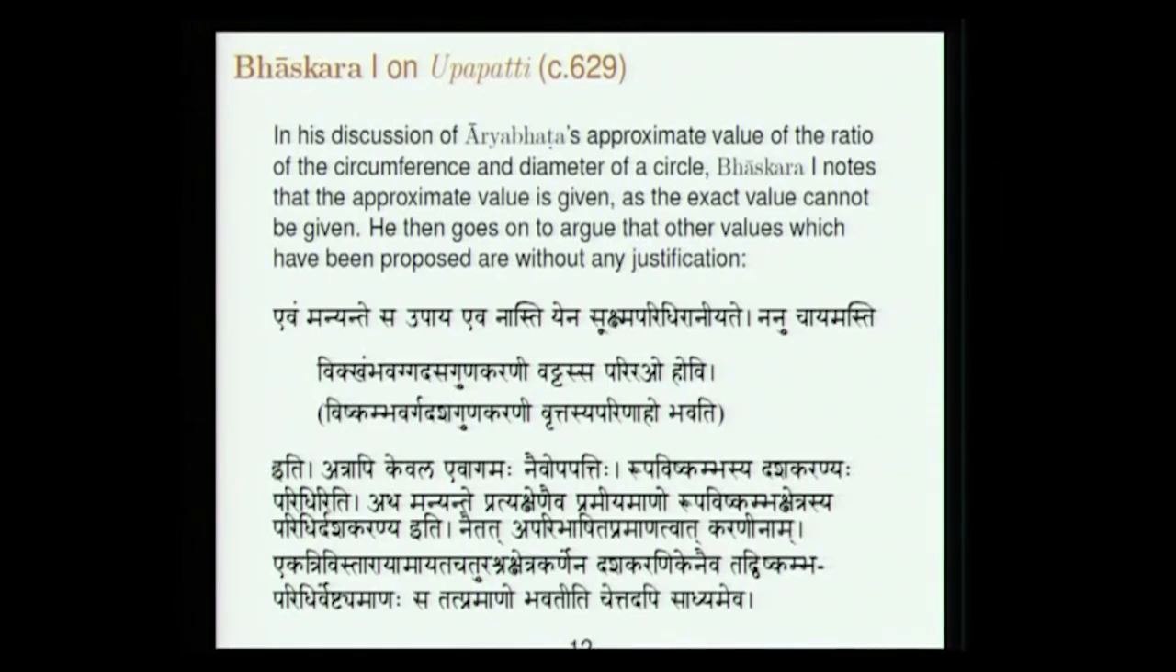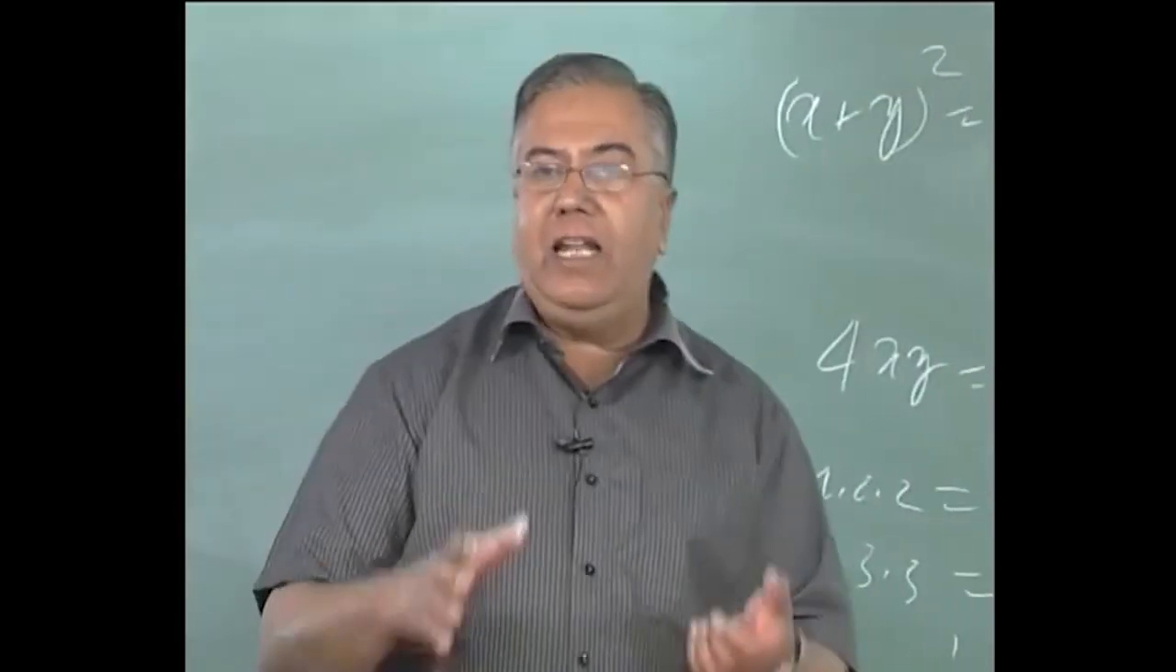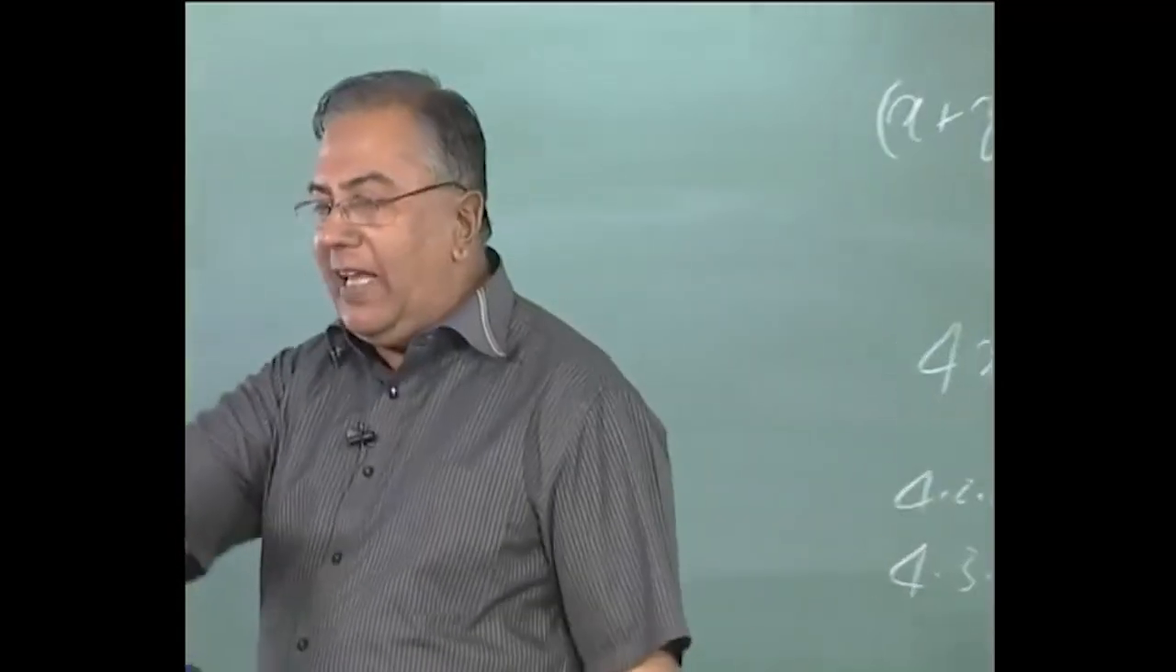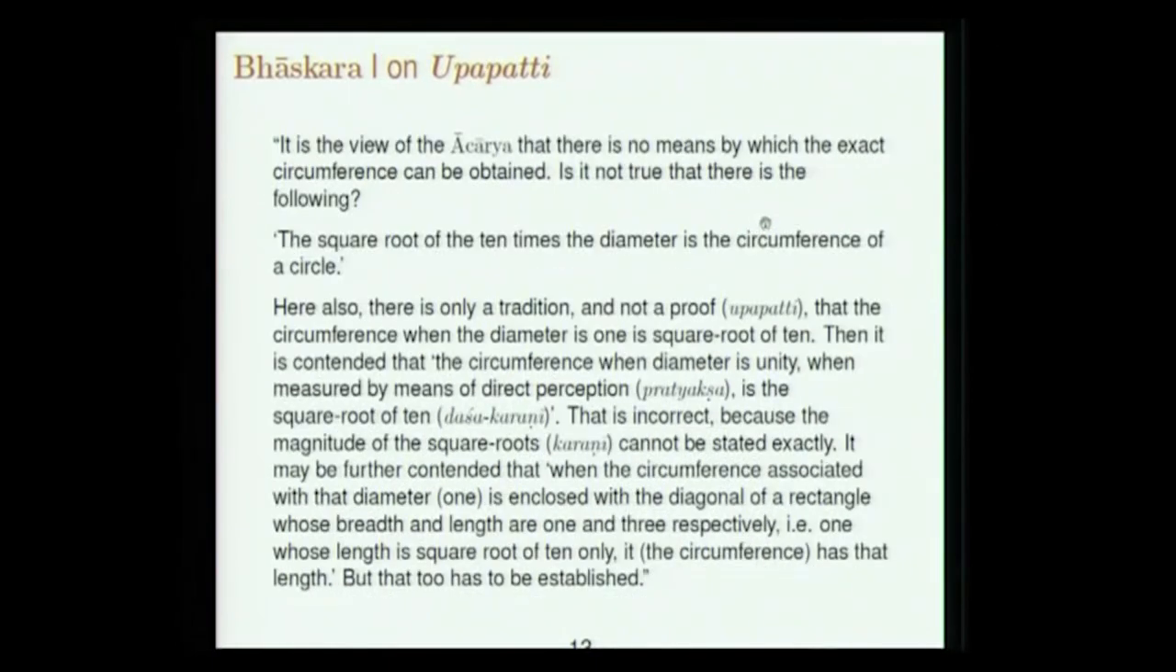Aparibhashita pramanatvat karanina. Square root of 10 is a karani, it is an inexact quantity. One cannot really determine its exact value. So, like that he goes on to give an argument that indeed one has to provide a proof for the fact that a certain amount is this ratio of circumference to the diameter.